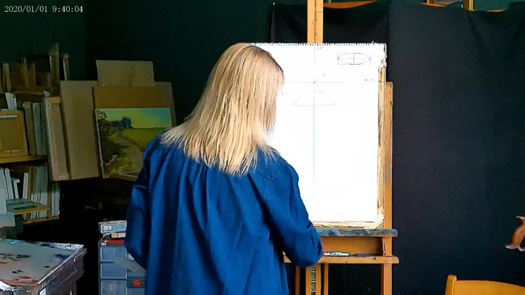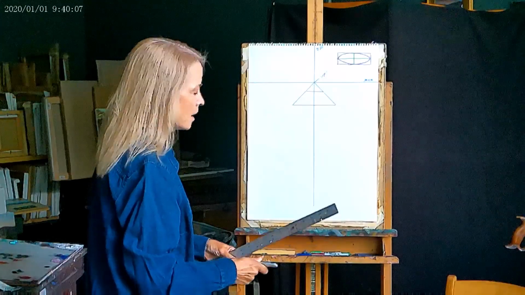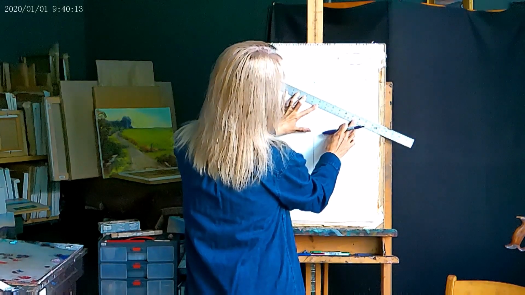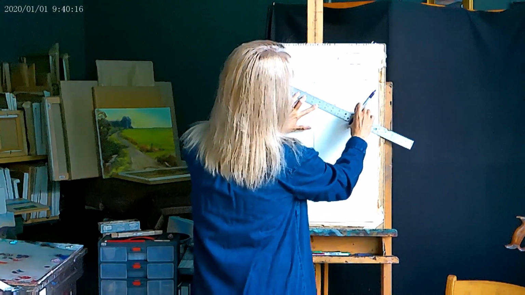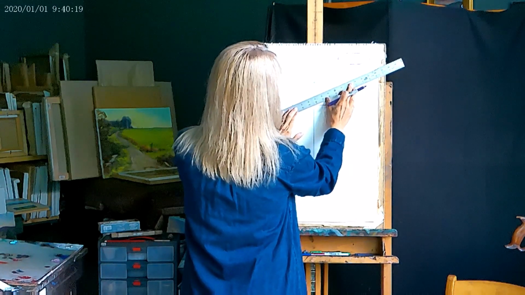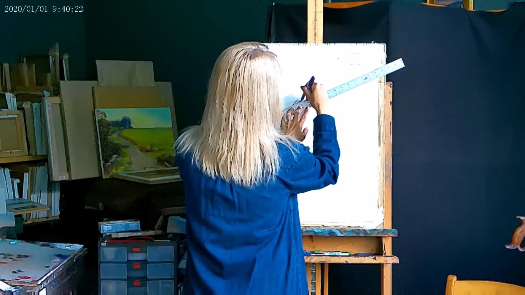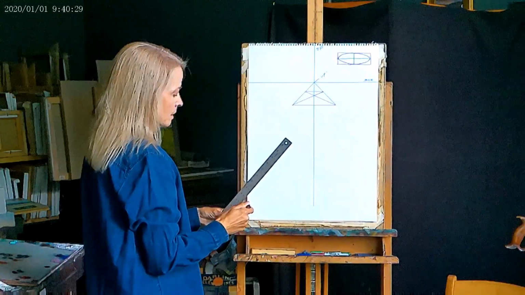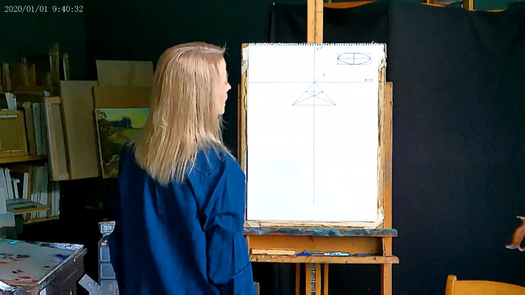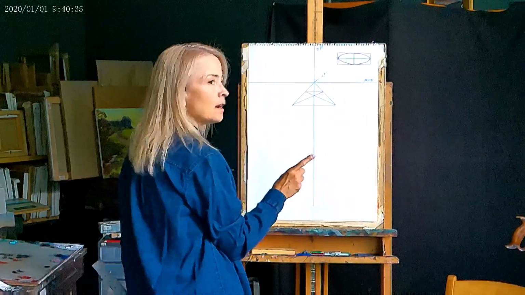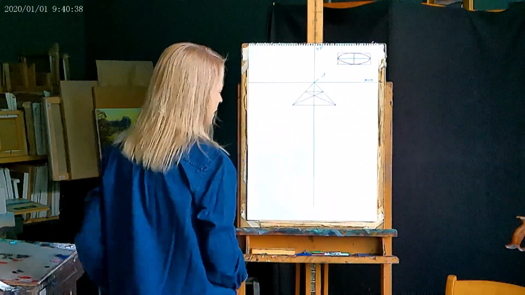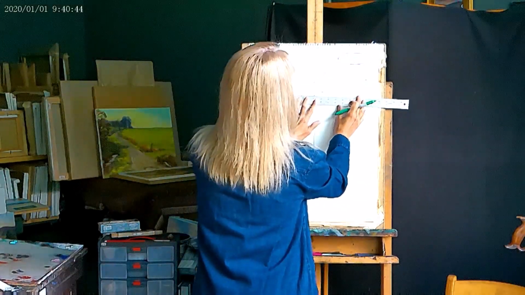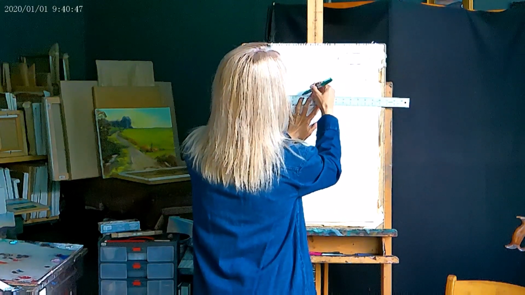Now I want to find the center of that rectangle by going from the back corner to the front corner and making an X. Now, this top plane is where I'm going to build my ellipse. But right now, I only have the center of my circle, which is called the diameter. And I'm going to give that a solid line here.